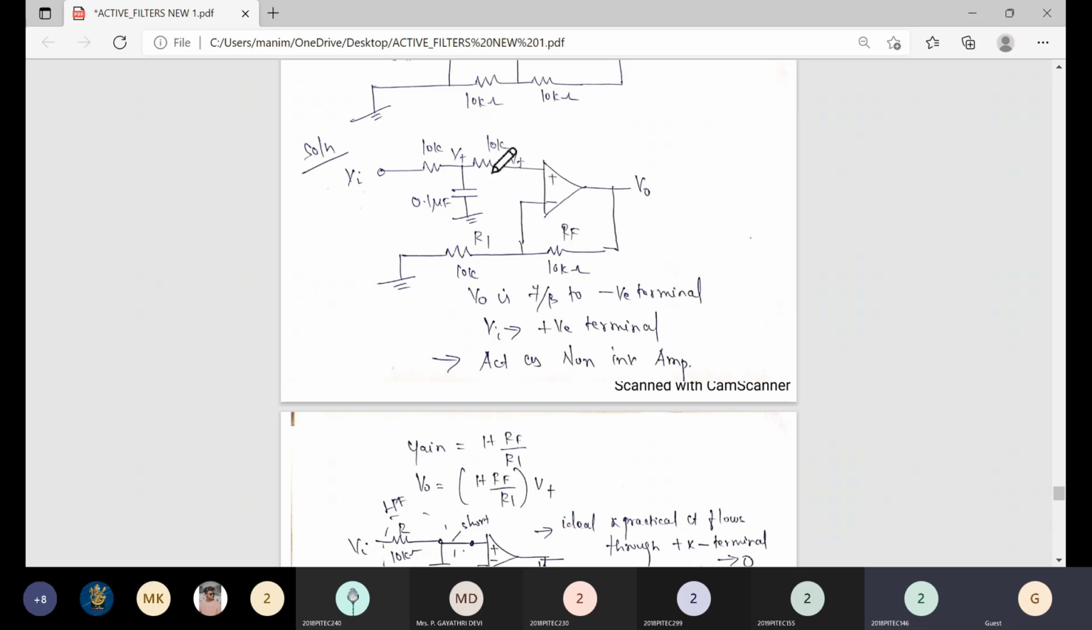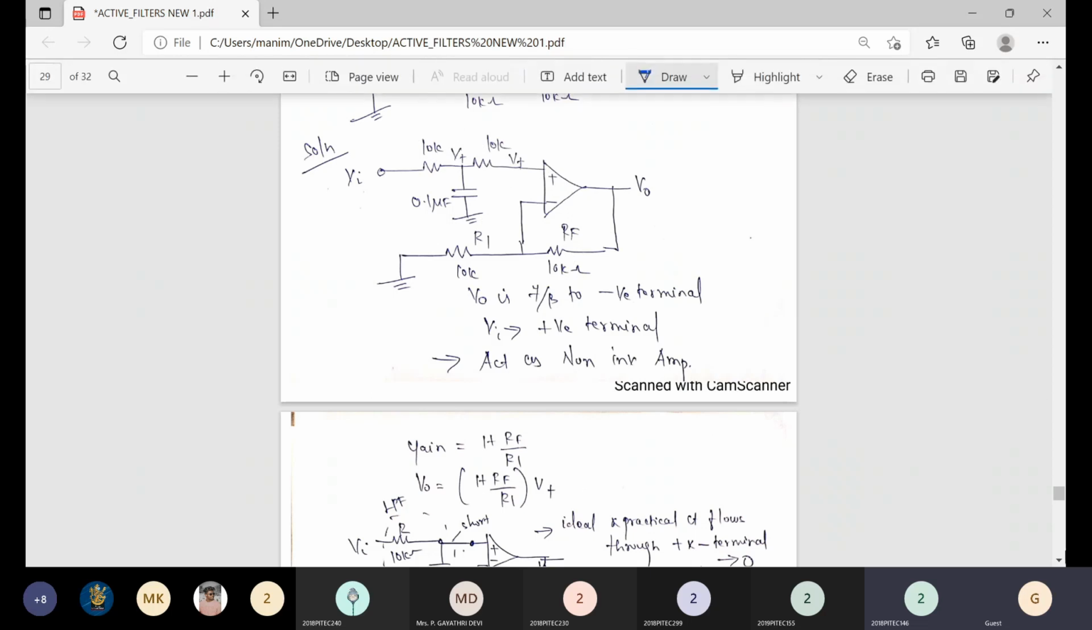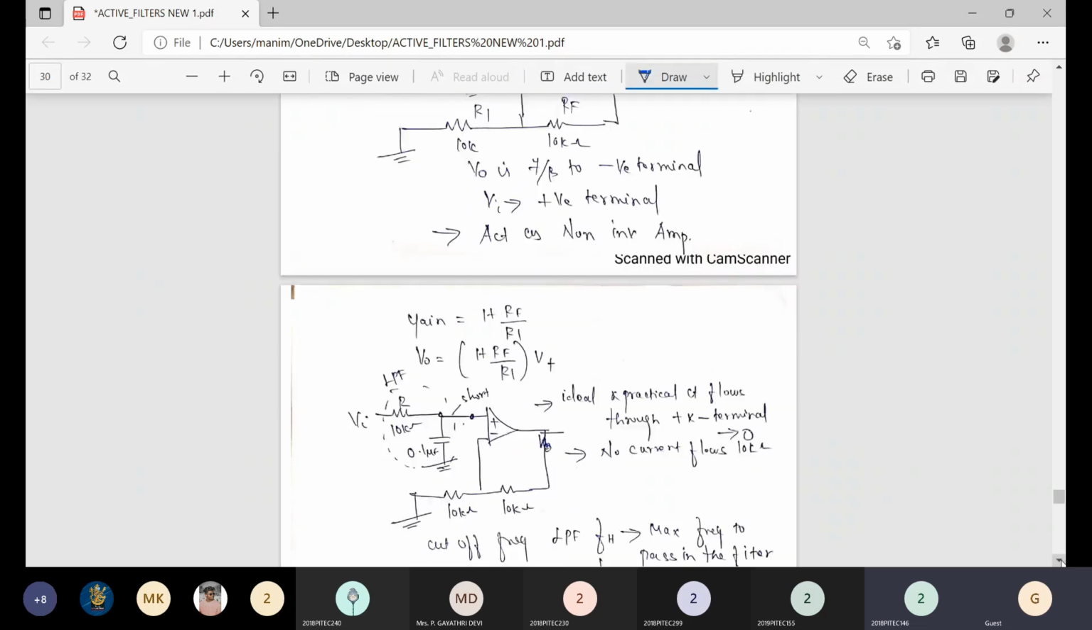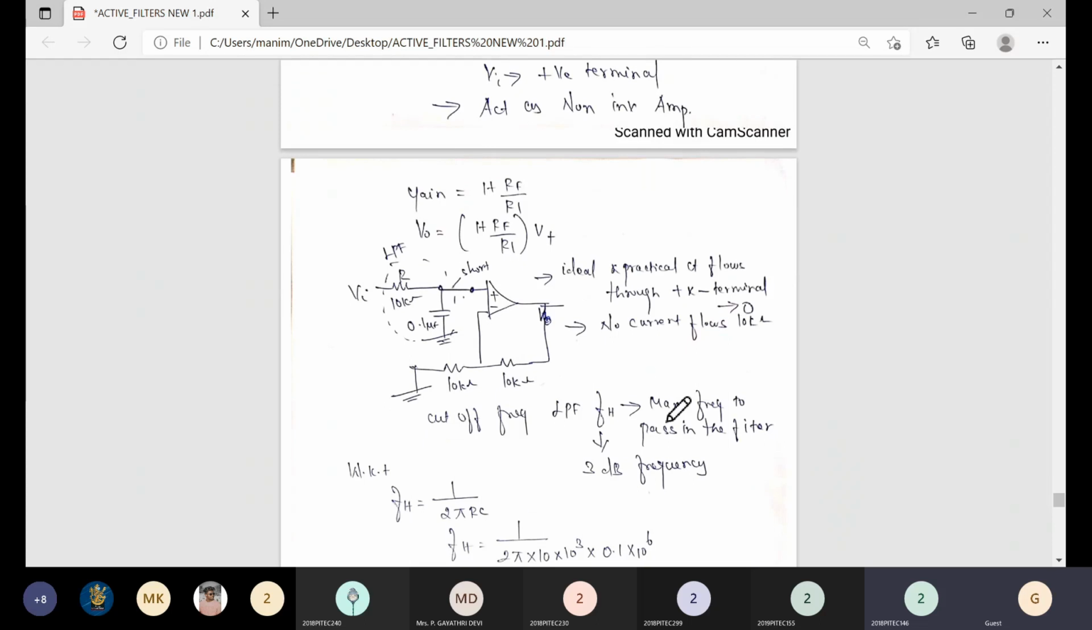So here there is no current flowing to the 10K resistance, which means it is a short circuit. So only this resistance and capacitance are considered. This is one RC circuit, right? Let me redraw the circuit again. Just note this down.